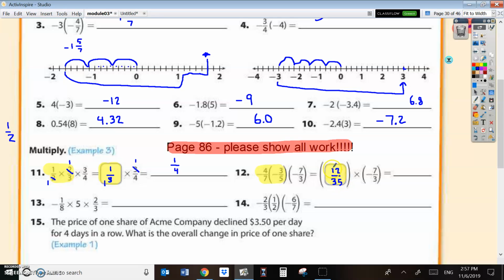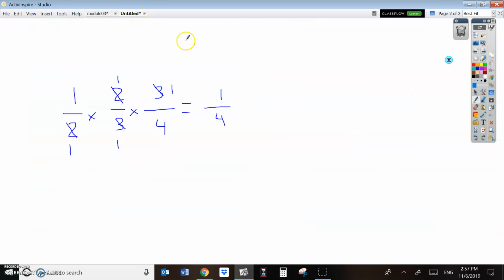But now you can cancel that 12 and this 3. 12 divided by 3 is 4. 3 divided by 3 is 1. 7 and 35, they have a common factor of 7. 7 divided by 7 is 1. 35 divided by 7 is 5. So now 4 times 1 is 4. 5 times 1 is 5. And then positive times a negative is a negative. Negative 4/5. Okay, let's do the problem again without the other stuff.